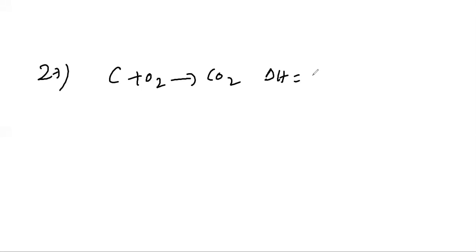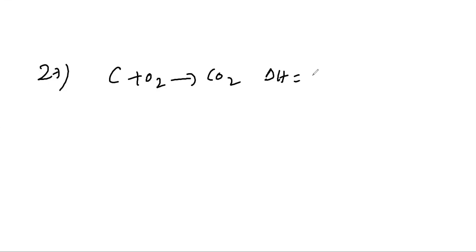Question number 27. The molar enthalpies of combustion of C2H2, carbon and hydrogen are minus 1300, minus 394, minus 286. What is the standard enthalpy of formation of C2H2? C plus O2 gives rise to CO2. Molar enthalpy of combustion of carbon: delta H is how much here? Delta H value is minus 394.